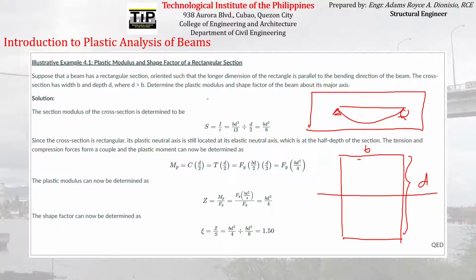Ang hinahanap lang sa tanong ay plastic modulus, yung Z. So hinahanap yung Z, tsaka yung shape factor na hindi ko alam kung paano basahin. Of the beam about its major axis. So about its major axis daw, which is this. So ano daw yung plastic modulus dyan sa portion na yan, kung saan nagaganap yung bending. Okay, so hinahanap natin yung Z dyan.